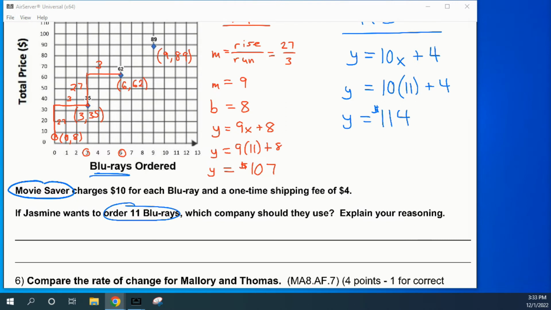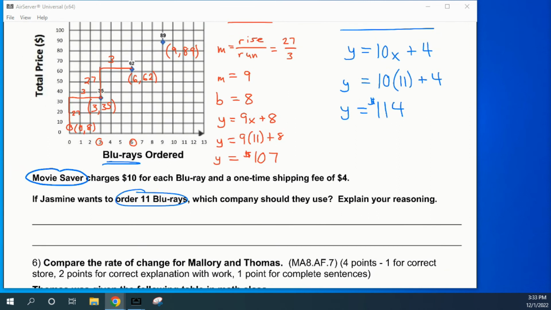Obviously, Jasmine should use discounted movies because you're going to want to pay less and get more. That's, I don't know, kind of capitalism, I guess. So what I would say is, yeah, Jasmine should use discounted movies.